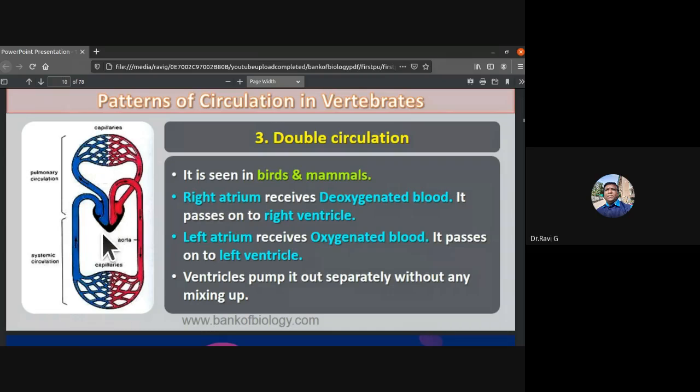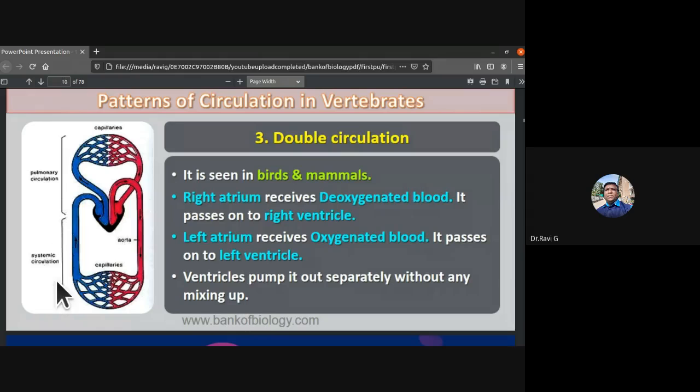It passes on to the left side. The left atrium receives the oxygenated blood: the pulmonary veins bring this purified blood to the left auricle, and it is pumped into the left ventricle. The left ventricle is more muscular than the right ventricle. The reason is it has to pump the blood throughout the body. So the aorta carries this oxygenated blood throughout the body.